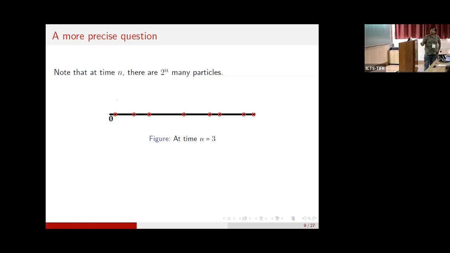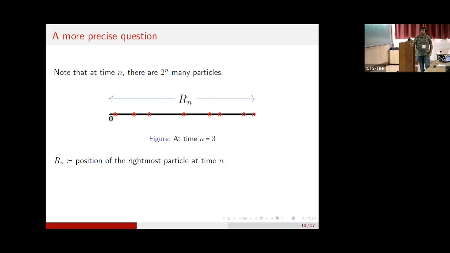So for example, since we are only considering binary branching, at time n there are 2^n many particles, and all of them are moving towards the right. So the entire dynamics happens on the right side of the real line. At time 3, therefore, there are 8 particles. Now we look at the particle which is at the rightmost in time n. Say that's Rn away from the origin.